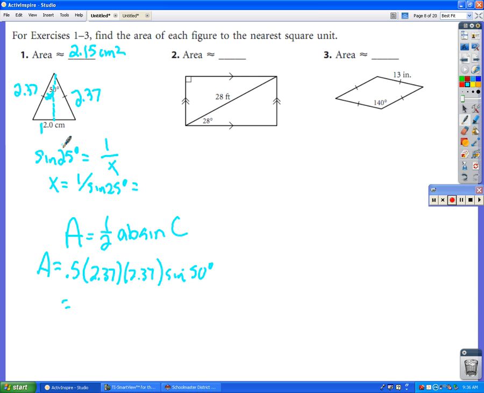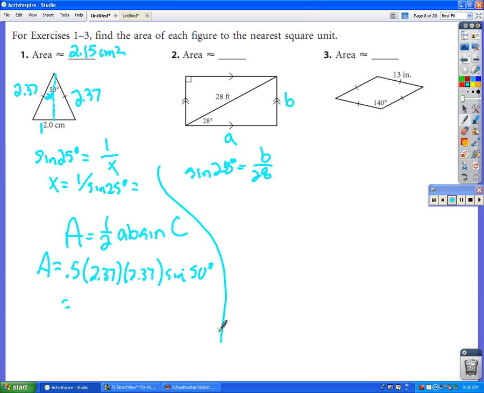All right, so this next one, number 2, is a rectangle, okay? And so to find the area of this, I need to know this side right here, and I need to know this side right here. So I'm just going to randomly call this A and call that B. Which one do you want to find first? B, okay? Relative to the 28-degree angle, B is the opposite. And we already know the hypotenuse, so I'm going to use sine of 28 equals opposite over hypotenuse.